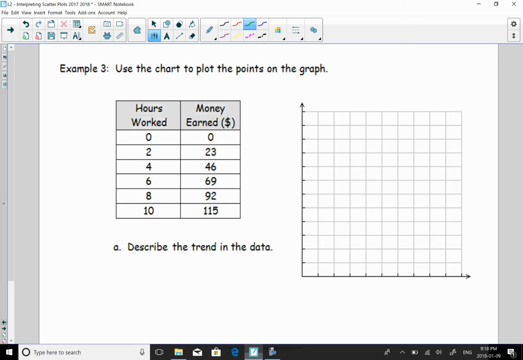Use the chart to plot the points on the graph. So here's my hours worked versus money earned. So you notice that this person who works 0 hours earns $0. Then if they work 2 hours, they get $23. 4 hours, $46, and so on. So hours worked is independent because that's what you can control. And then your money earned is what we call our dependent, because that depends on how many hours you worked.